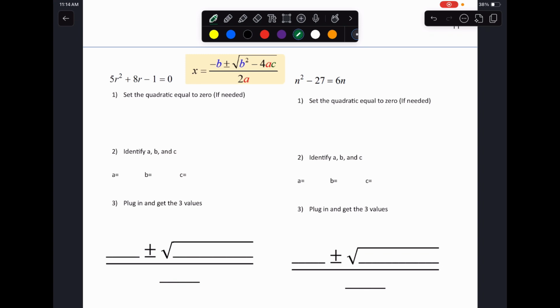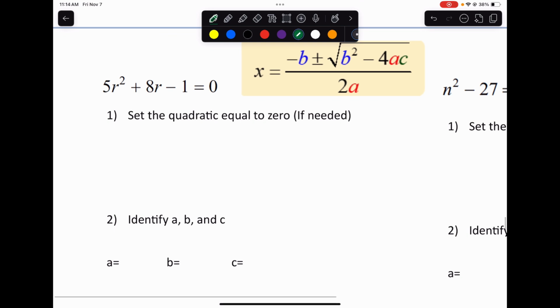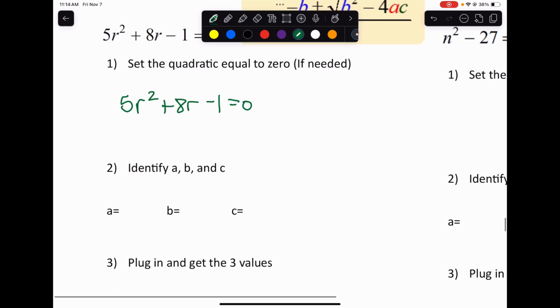You start out these problems pretty similarly to how you would start a factoring problem. You need to make sure that it's set equal to 0. Now, in this case, it is set equal to 0 already, so we don't even have to do that. We just get 5r squared plus 8r minus 1 is equal to 0. And that's taken care of now.